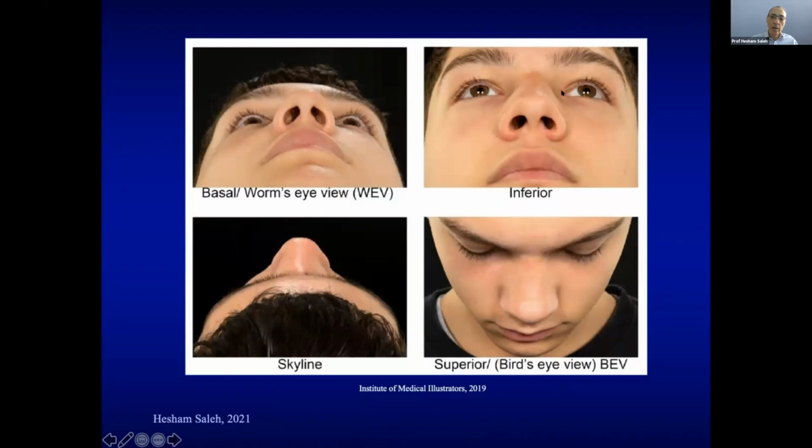Sometimes you get more close up, and this one completely basal, doesn't show the dorsum. I like these two, they're useful. That skyline view is good for deviated noses. It's not a routine one, but you can get it if you want.